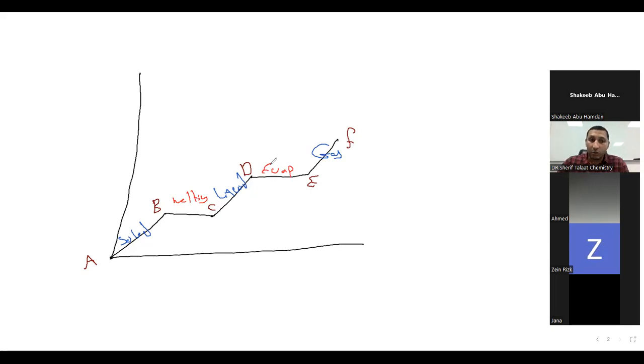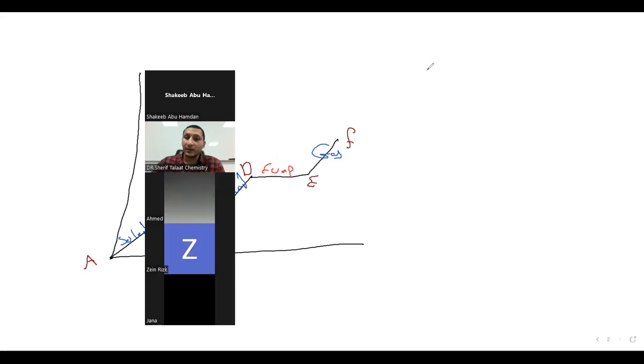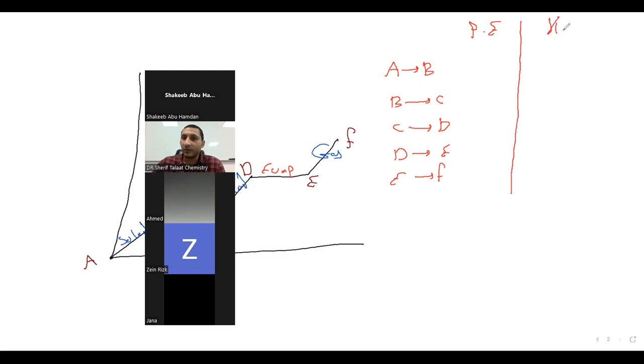If I'm asking about potential and kinetic energy, what will happen to the potential and the kinetic energy from area A to B, B to C, C to D, D to E, and E to F? You must know that. What will happen to the potential energy and kinetic energy? To answer this question, you must know something.